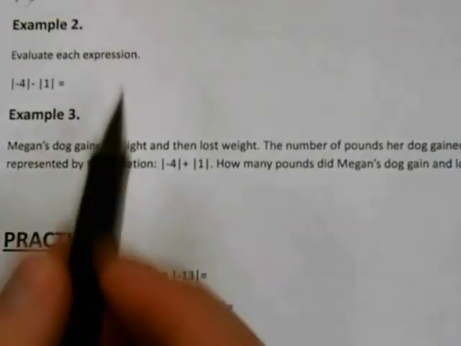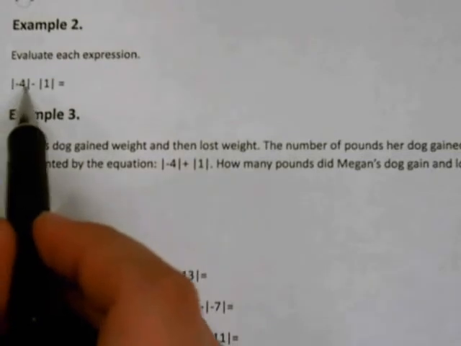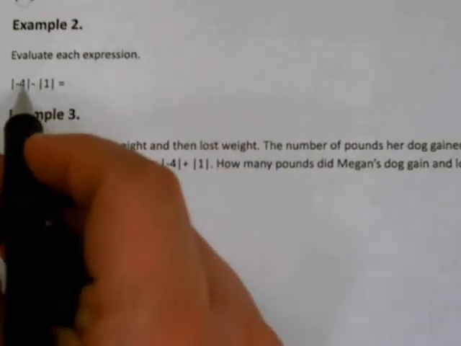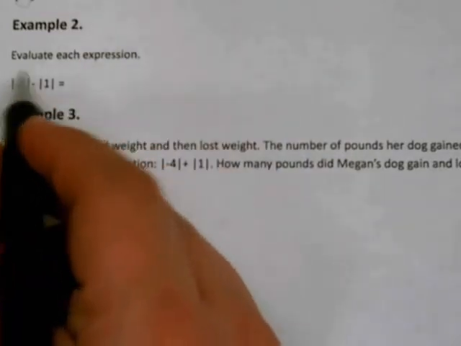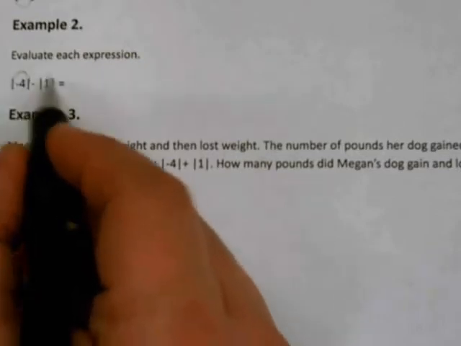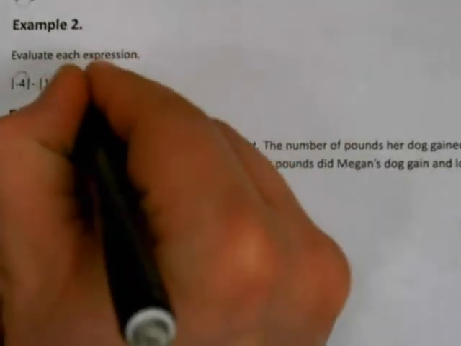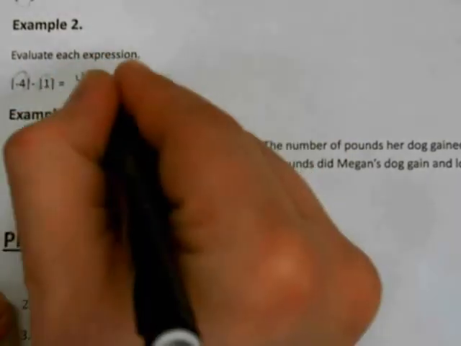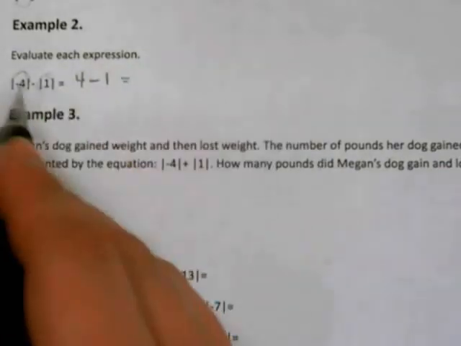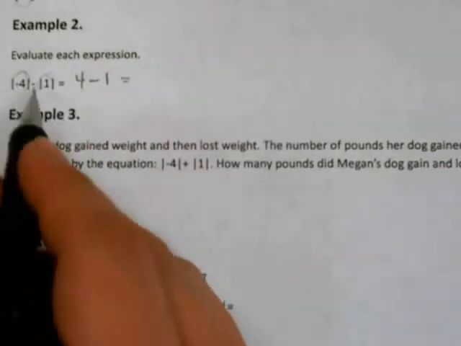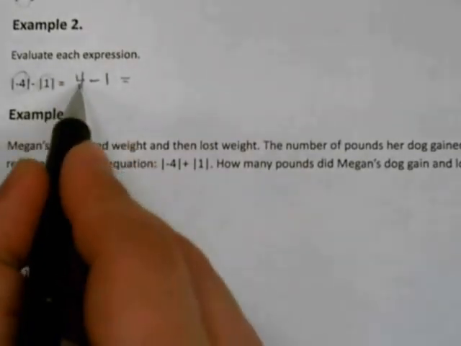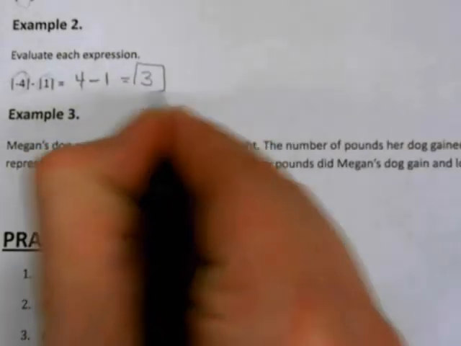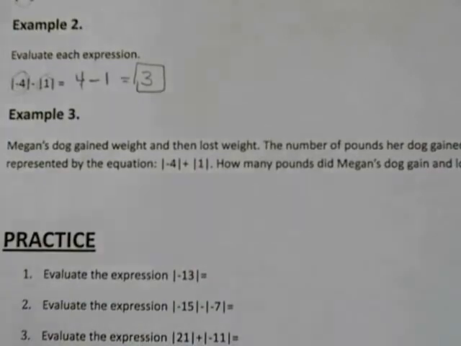Example 2 now says we have the absolute value of negative 4 minus the absolute value of 1. So first thing we need to do is we have to evaluate the absolute value of each value inside each individual bar. Okay, so the absolute value of negative 4 becomes a positive 4. And we're subtracting out the absolute value of 1, which is just 1. So if we take that, now we've rewritten this without the absolute value signs. We've gotten rid of the absolute value signs. And we now have 4 minus 1, which is 3. That's pretty simple, right? It is 3. Okay, let's do one last example.